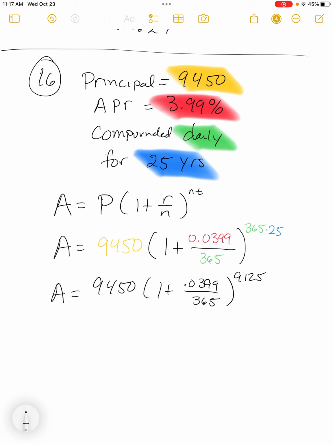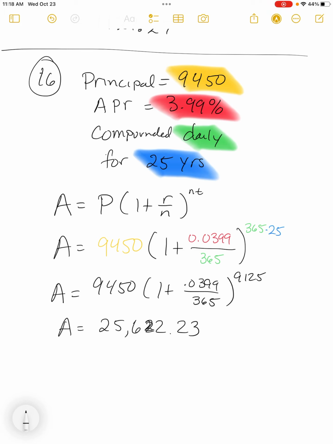All right, now we just plug it into our calculator. So we're going to take our 9,450, multiply by open parenthesis, 1 plus 0.0399 divided by 365, close that parenthesis, and raise to 9,125. And we get a number. And the number we get is a big amount, $25,622.23. That is the answer to our question there. That's how much money you would have if you had interest compounding daily for 25 years under these parameters.